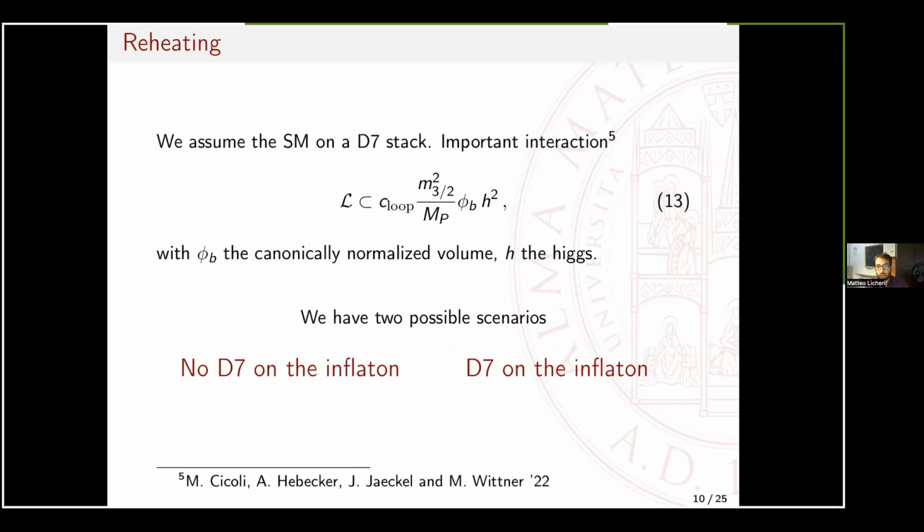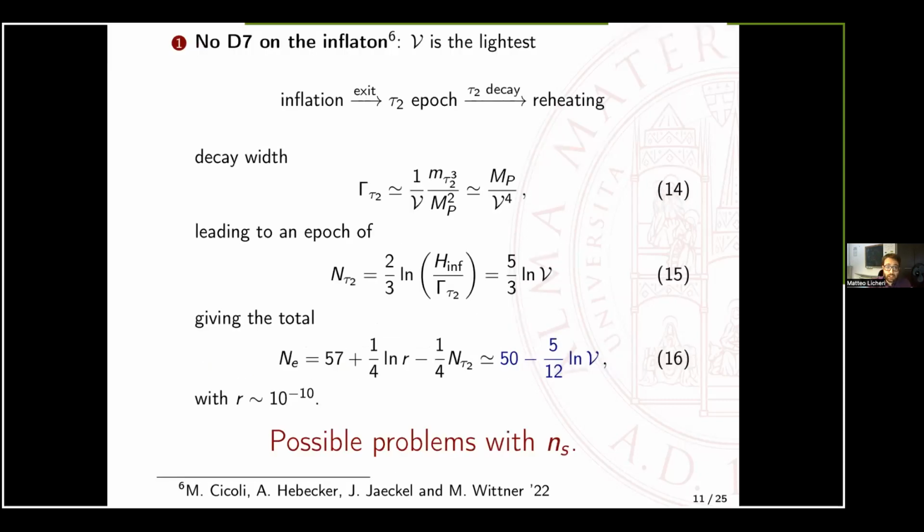We are assuming the standard model on D7 stacks, and an important interaction between the volume mode and the X of the standard model is given in equation 13, that is loop enhanced. And we can point out 2 different scenarios where this interaction will play an important role, where we can have a D7 wrapped around the inflaton cycle or not, basically. So let's first analyze the no D7 on the inflaton. The lightest modulus is the volume mode. So the volume mode will decay during inflation.